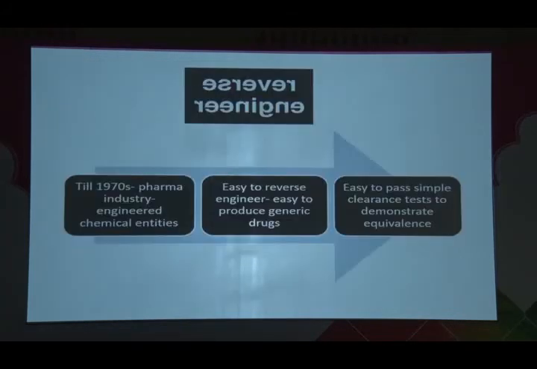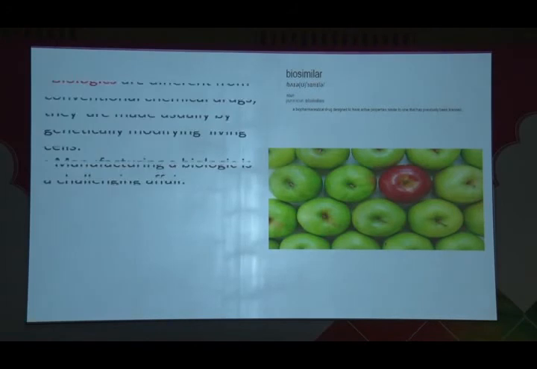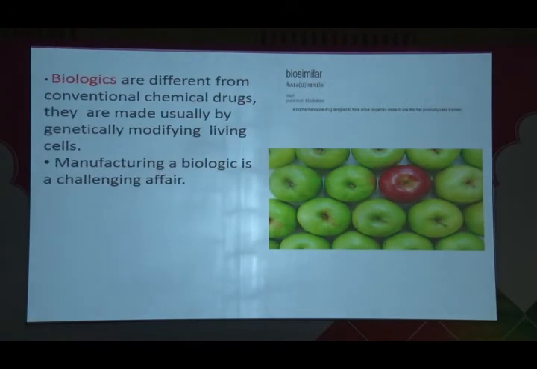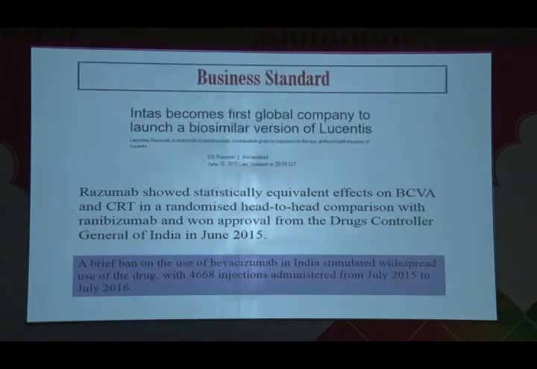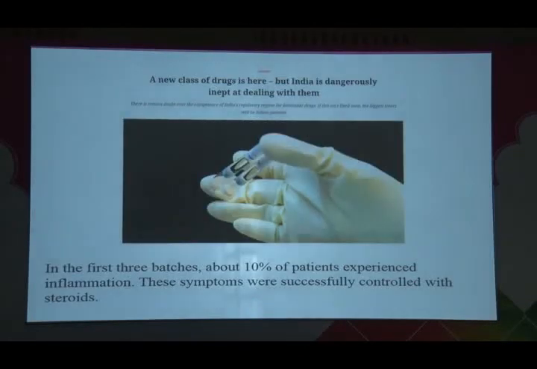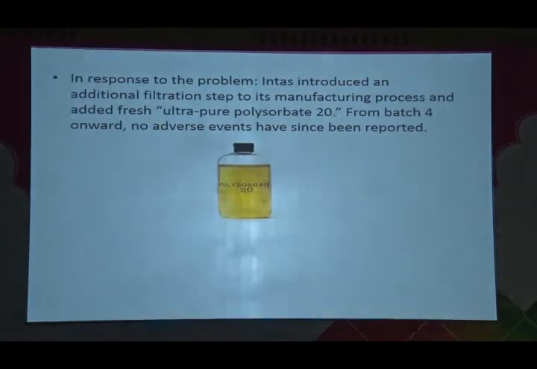And the same thing applies to biosimilars also. Biosimilars are biologics, so it is not easy to manufacture them. We had a 10% rate of inflammation when the biosimilar, that is Razumab, was introduced. And then they took proper care. With the new batch, they have added a fresh ultra-pure polysorbate. And after that, the inflammations have come down.